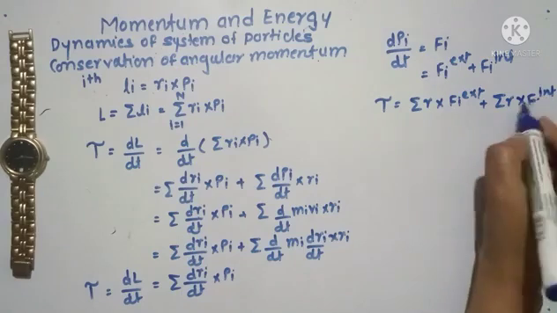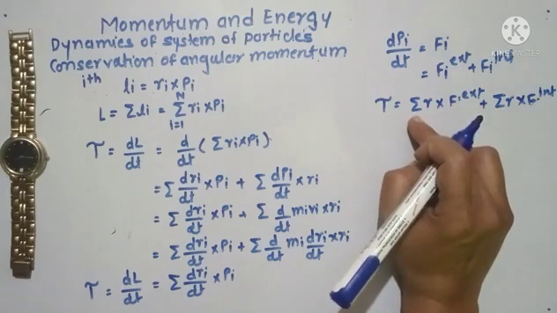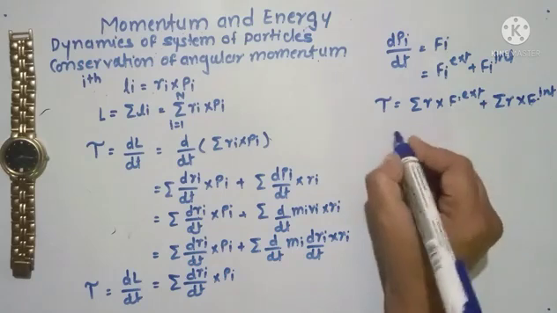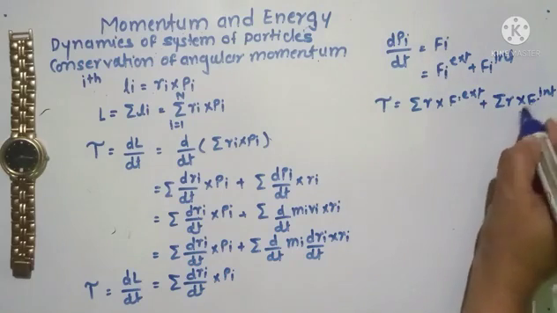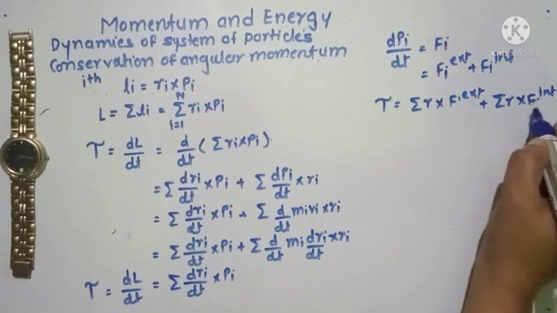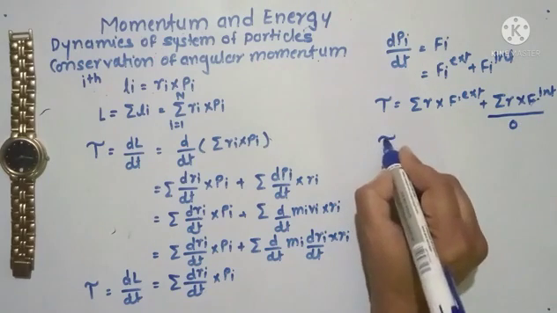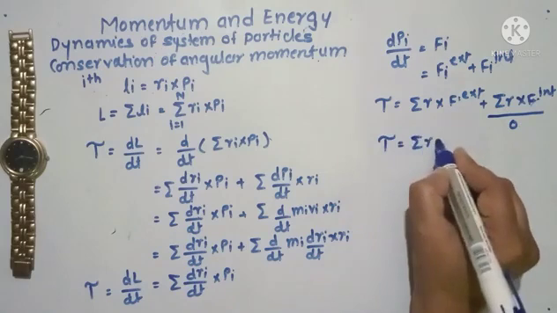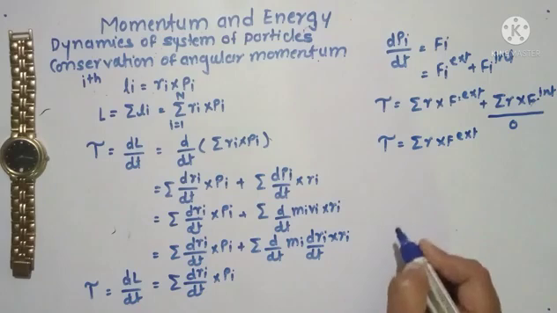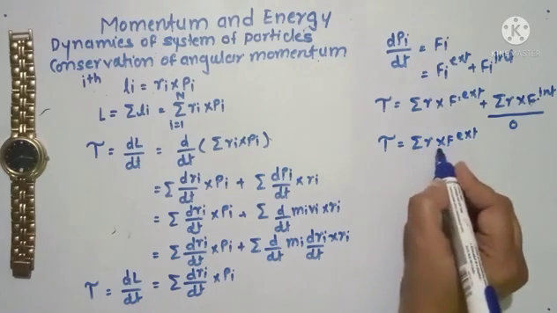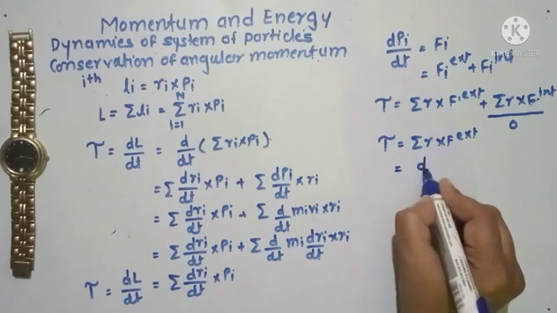As we are taking it inside the summation, I will remove this i particle, because when we are saying the summation, it will be over all the particles. And from Newton's third law, we know that the internal interaction force between any two particles will cancel to 0. So this term will become 0, and we are going to get tau is equal to summation R cross F external.